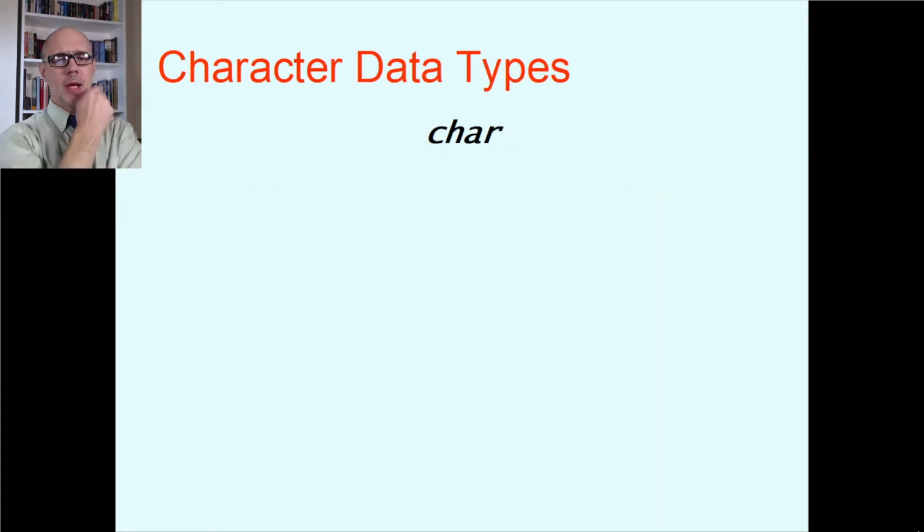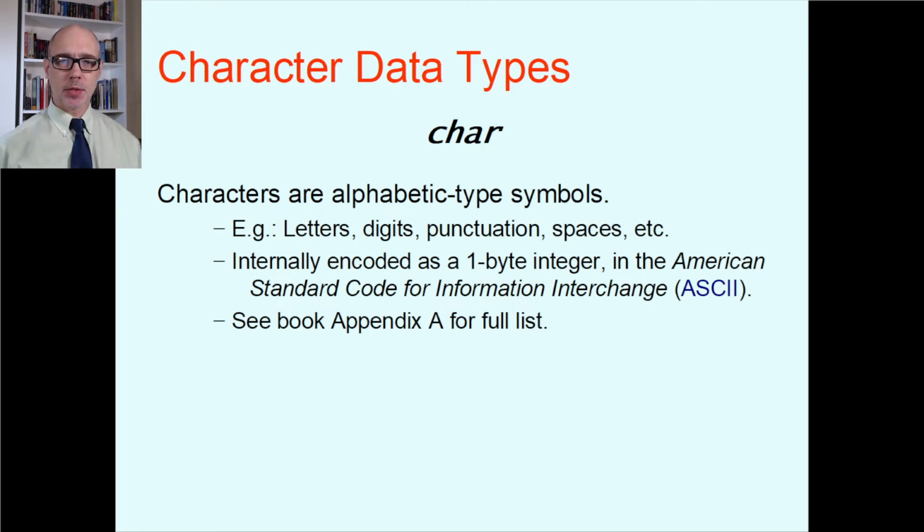Okay, next type. So there's, of course, the character data type, and the keyword in C++ is char for characters. So characters are alphabetic type symbols, probably something you'd see on a keyboard or something like that. For example, letters of the alphabet, digits that you see in a number, punctuation, spaces, tabs, all kinds of stuff like that. Internally, you should be aware that these things get encoded as 1-byte integers.